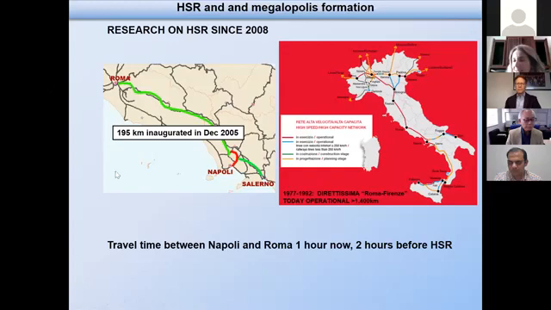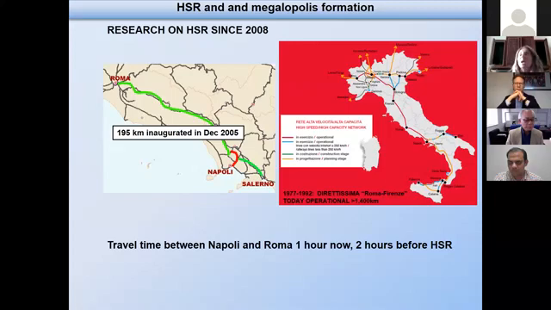So what happened immediately after the inauguration of this section between Napoli and Roma? You should know that before, the travel time between Napoli and Roma, and vice versa, was 2 hours. Today it is 1 hour. So you can imagine how life has changed. People live in Napoli and work in Roma, and they go back home in the evening to their wives, to their families. This is something that before was not possible. So people are changing their lives because of this infrastructure.